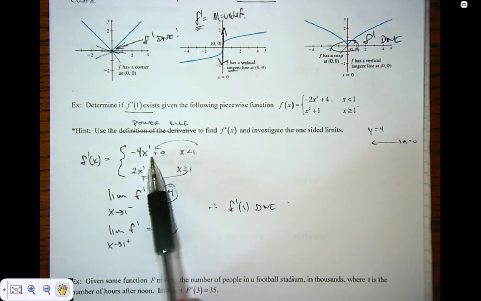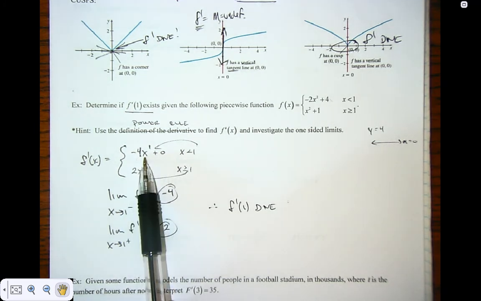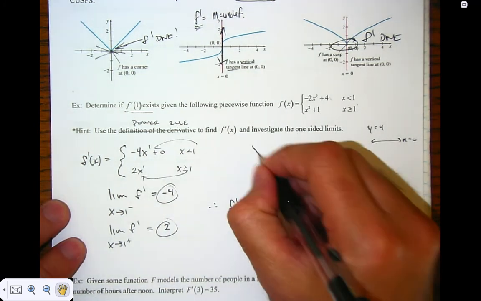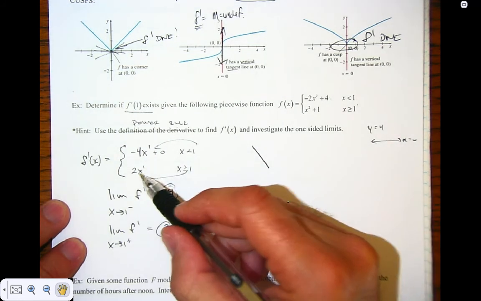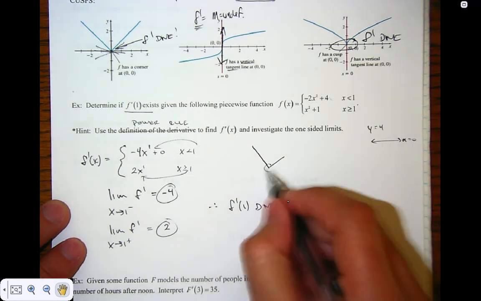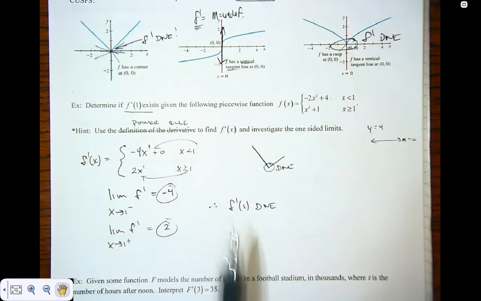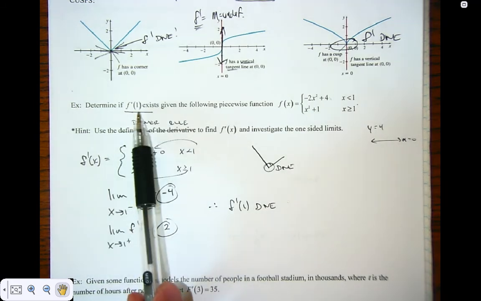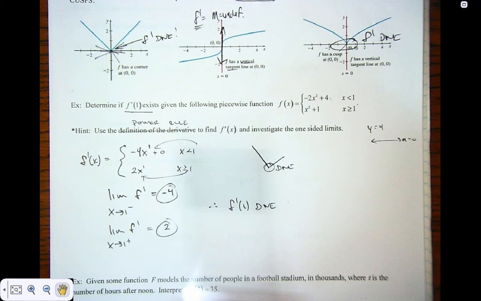Think about it this way. You're going to go from a line here that's negative 4x. Well, we know what that looks like. It's a line with a slope of negative 4. And then at 1, I'm going to switch over to a positive slope line like that, okay? And what happens there? That's no good. Does not exist.